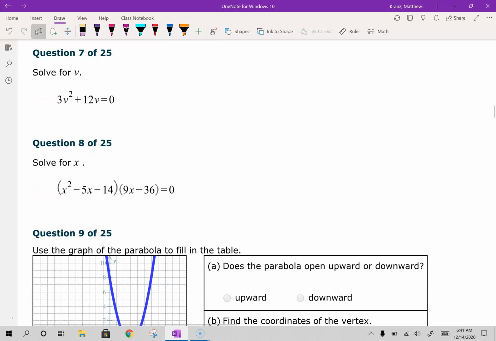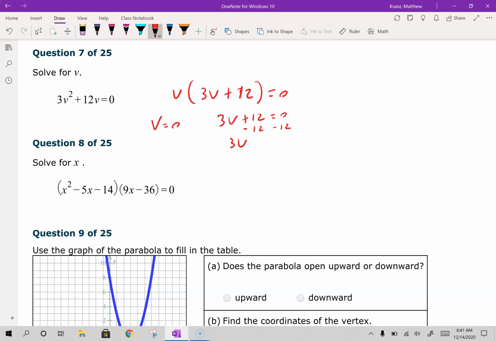Solve for v. Well, we can factor out a v here. So I have v times 3v plus 12 equals 0. So v equals 0, and 3v plus 12 equals 0, and minus 12. So 3v equals -12. Divide by 3. So v equals -4. So v equals -4, 0.